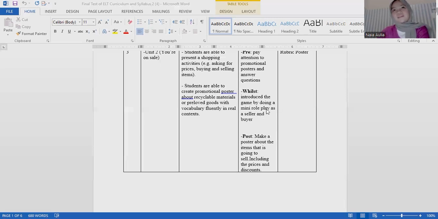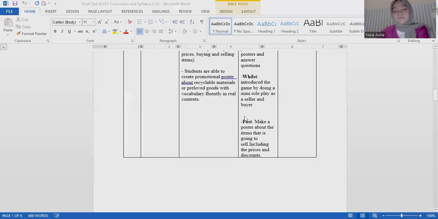Like, I think it encourages their ability, or maybe it can give the students more confidence, because by doing a mini role play, their speaking skills also increase. And in the while activity also, in the book English Nusantara, there is a guidance on what they should create by doing the mini role play.